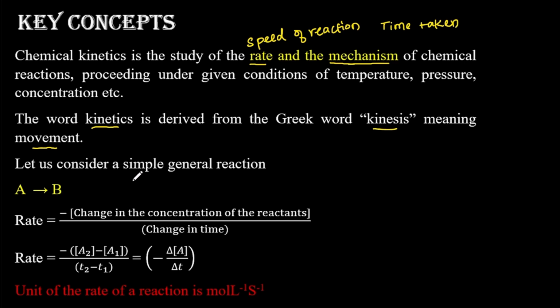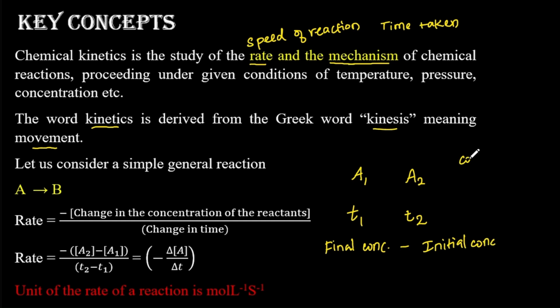So if you consider a simple reaction A gives B, how to define the rate of the reaction, that is speed of the reaction? Rate is equal to change in concentration of the reactants divided by change in time. So let us consider the reactant having a concentration A1 at the time T1, and the concentration changes to A2 at time T2. So the change in concentration of the reactants is final concentration minus initial concentration.